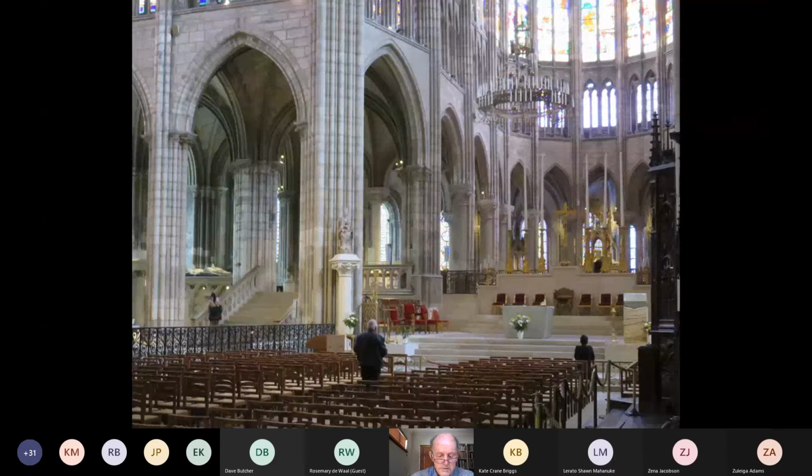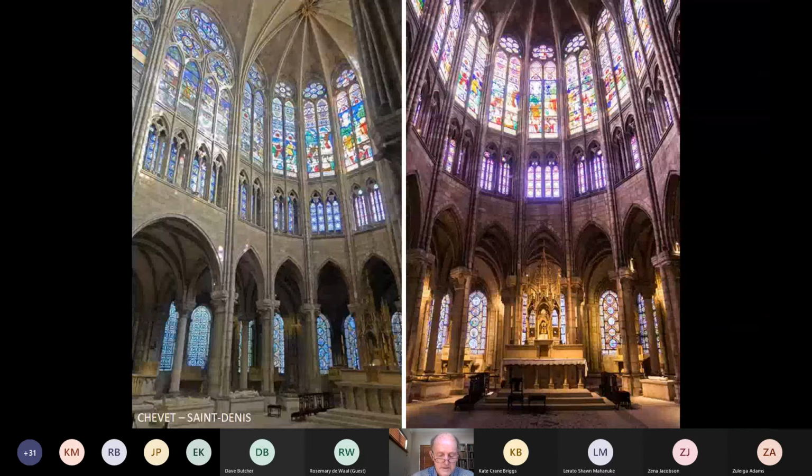What Suger did get to build was the climax of the experience. A whole new chevet, this cluster of chapels around the apse. He did it with the most delicate columns, all shining in what was called a crown of divine light.